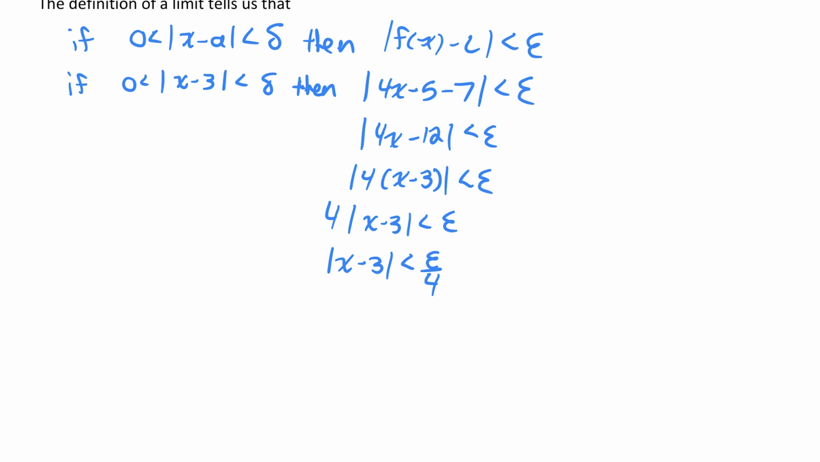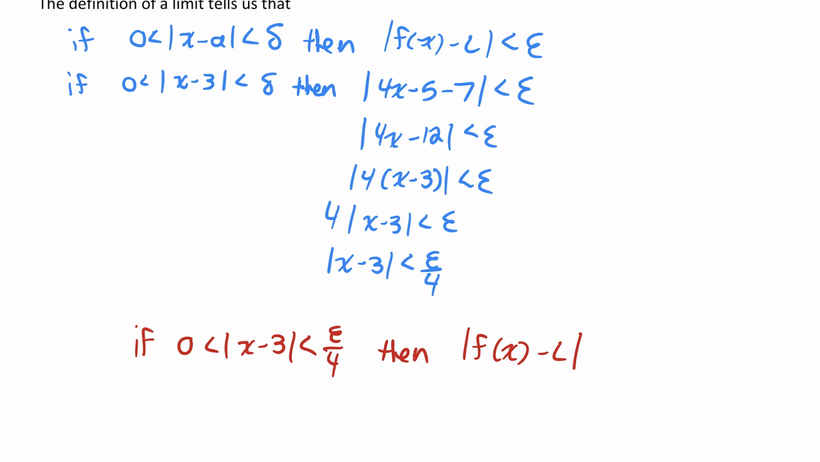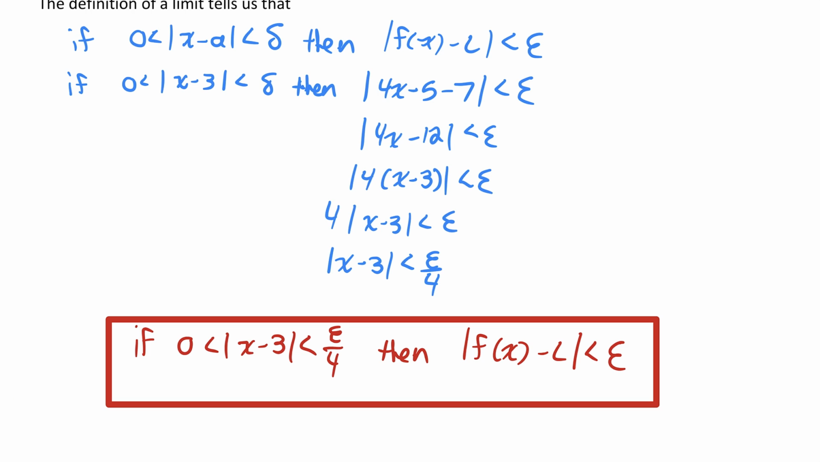So my final statement will say, if x is within epsilon over 4 of 3, then f at x will be within epsilon of L. So you could set the margin of error to any number you want, and then delta will just be 1/4 of that, and it'll work.